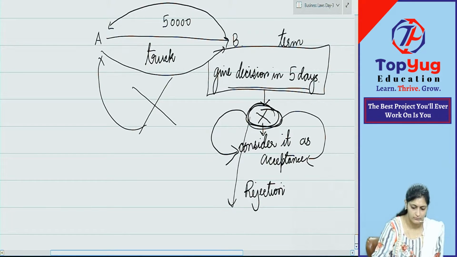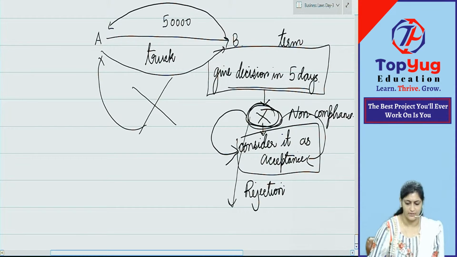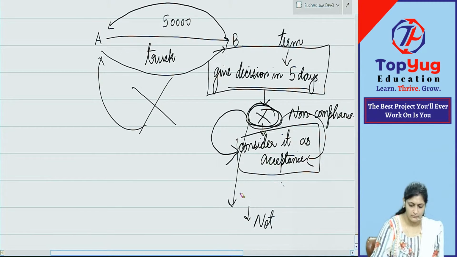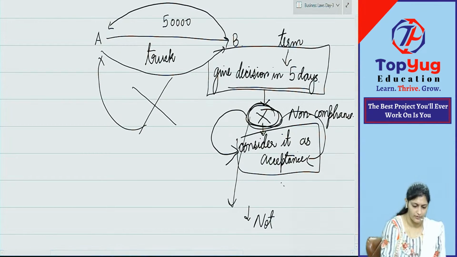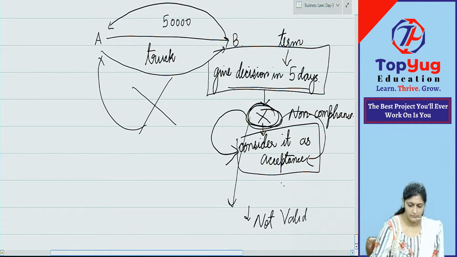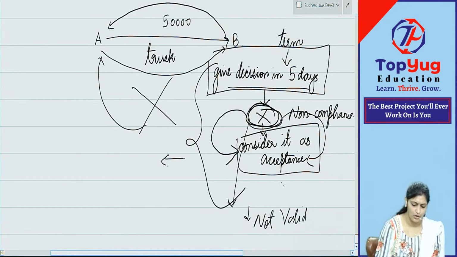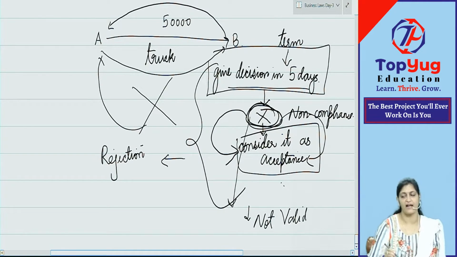Term: non-compliance of the term would be considered as acceptance. This type of term in an offer makes it not a valid offer. Why? Because as per law, if this situation happens, it is considered to be rejection, but not acceptance.